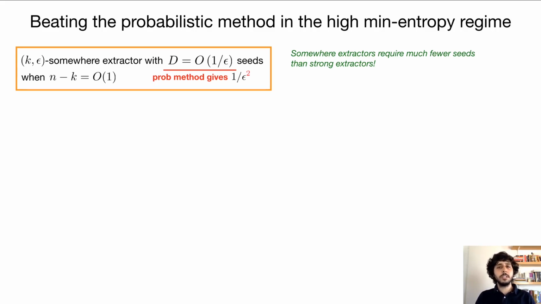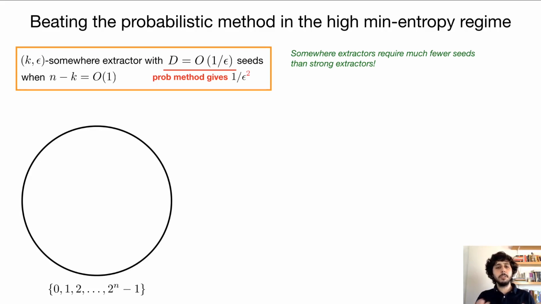What I'll show now is some intuition about how we construct this somewhere extractor that beats the probabilistic method. We start here with the input space of n-bit strings that we see as integers from 0 to 2 to the n minus 1. What we want to imagine is that to every seed, we associate a line that divides the input space in half, according to whether some input is mapped to 0 or to 1 for that fixing of the seed.